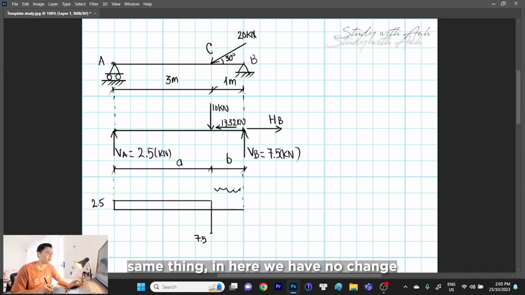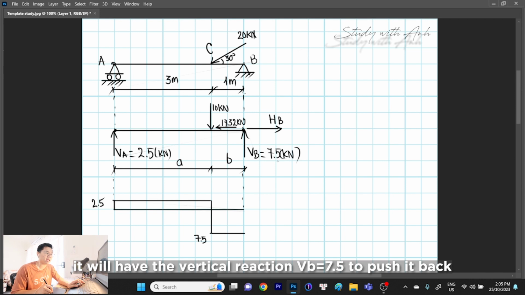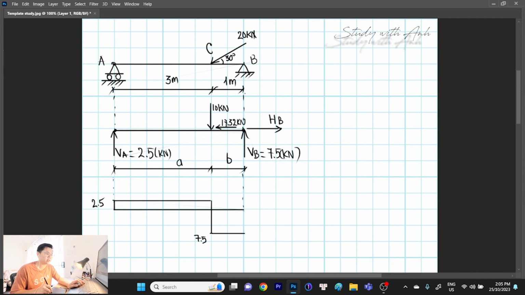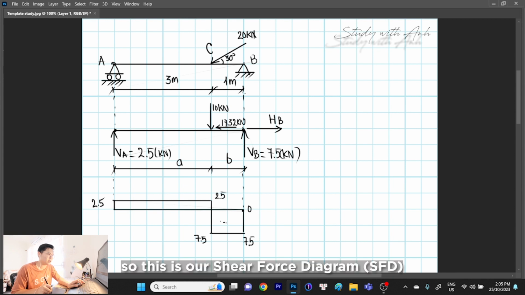Same thing in here, we have no change, it remains constant until it reaches the point B. The vertical reaction at B is 7.5, which pushes it back up to the 0, right? Which is right. So this is our shear force diagram.